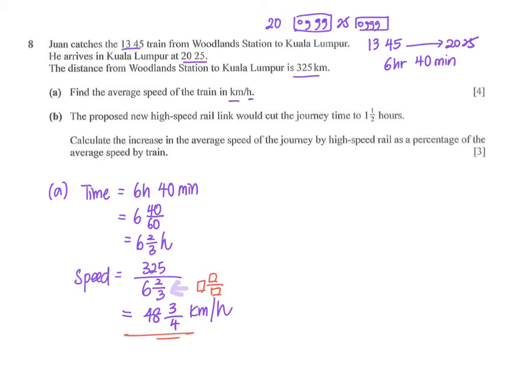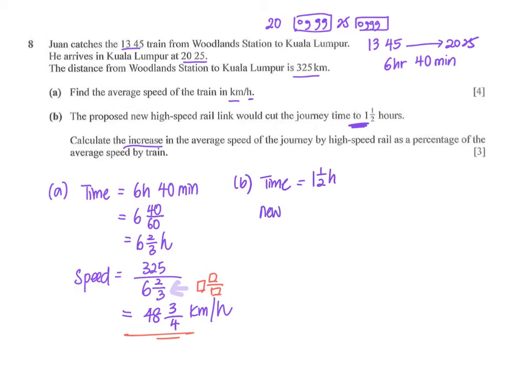Part B. The proposed new high-speed rail link will cut the journey to 1.5 hours. Calculate the increase in the average speed of the journey by the high-speed rail. The increase in the speed. So now, given this timing, cut it to is not cut by, but cut to. So that means the time taken now for part B is 1.5 hours. Not cut by, but cut to. And the distance is still 325.